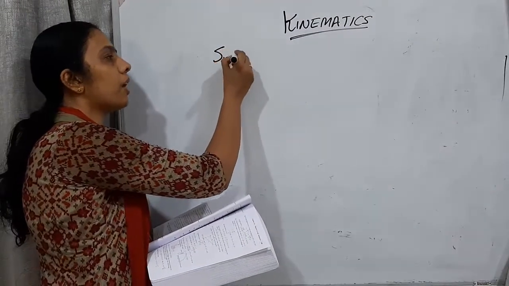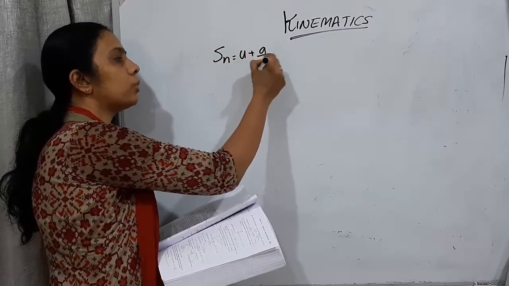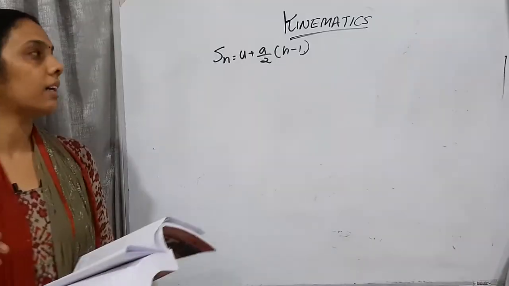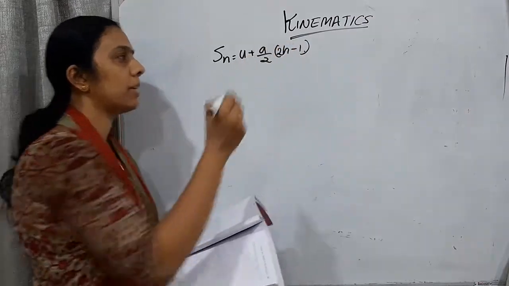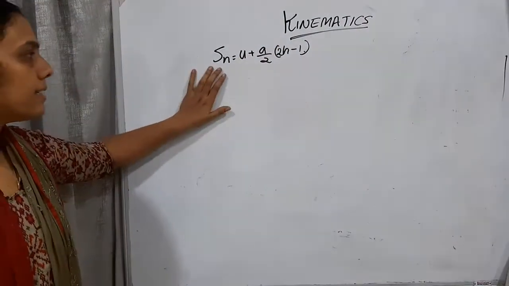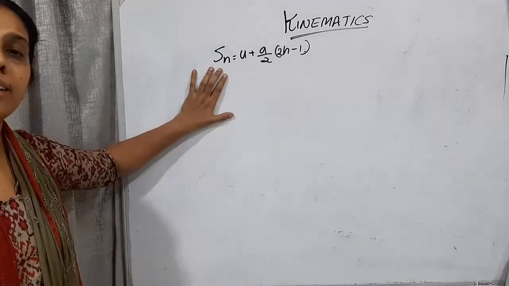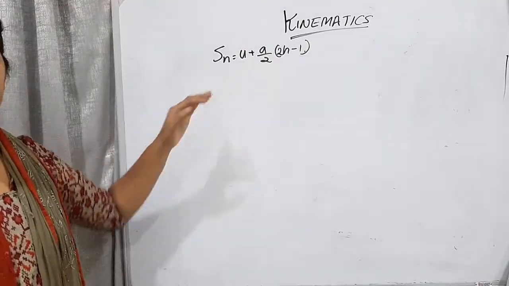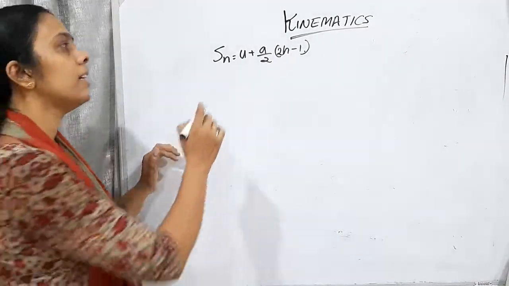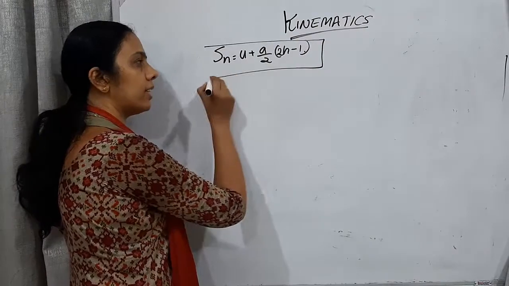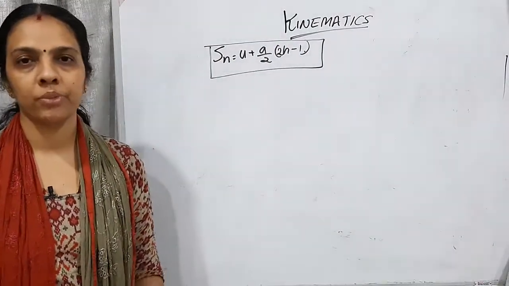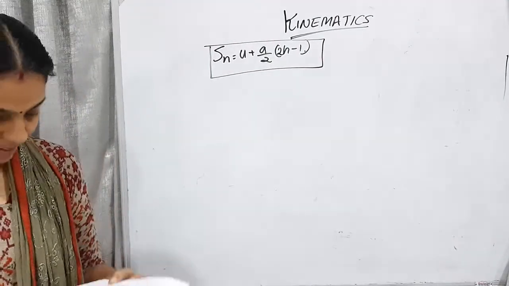Sn. What is the formula? U plus A by 2 into 2n minus 1. This is the distance travelled in the nth second. Sorry, not n minus 1, 2n minus 1. So here Sn is the distance travelled by a particle in the nth second. That is 4th second or 3rd second or 5th second. If the question comes like that, we should use the formula Sn equals U plus A by 2 into 2n minus 1. Okay. In the question, what data are given?